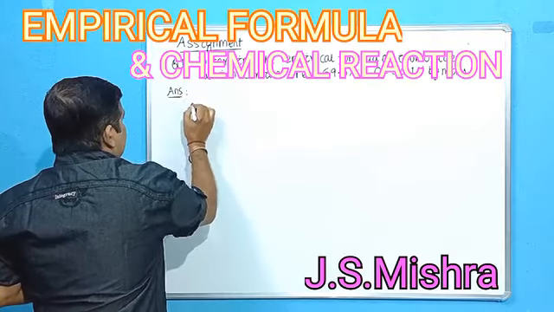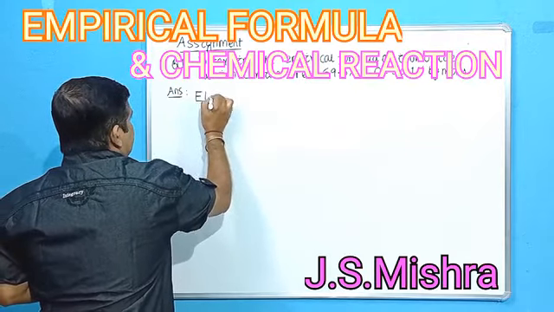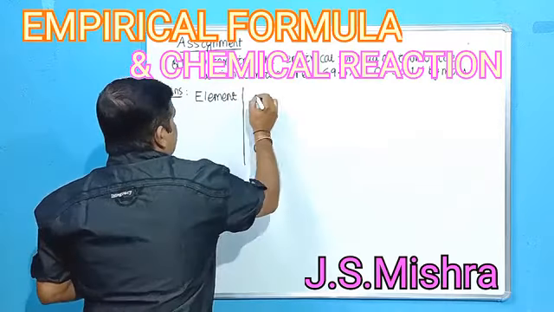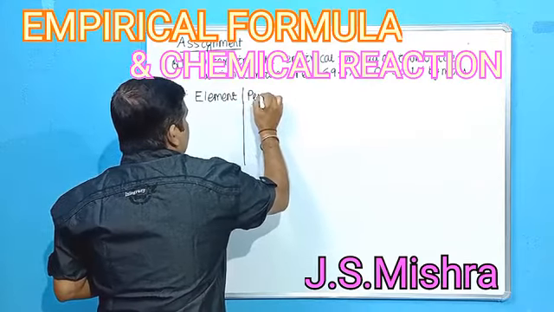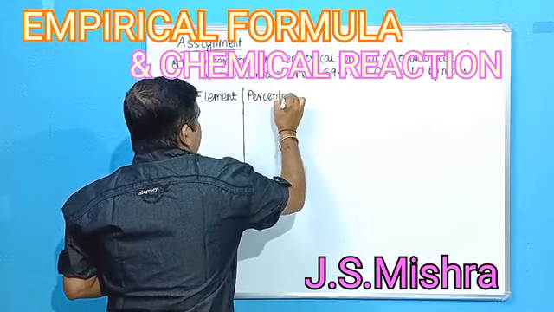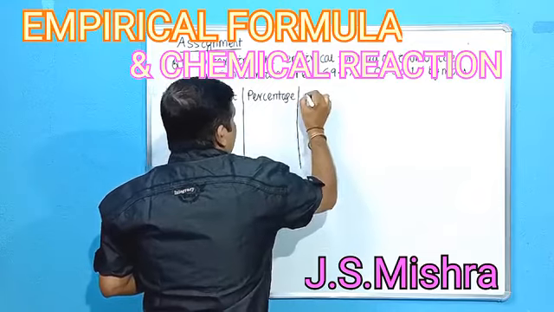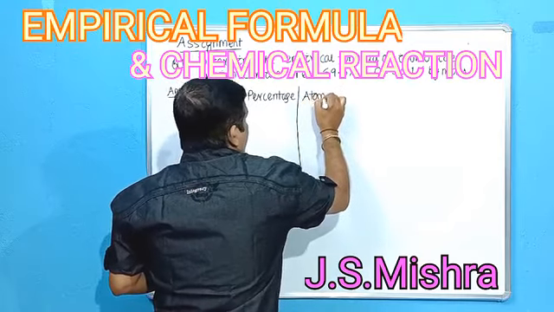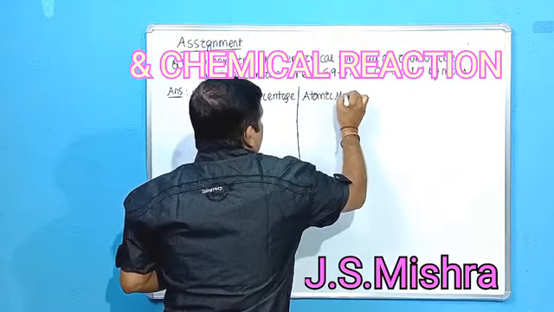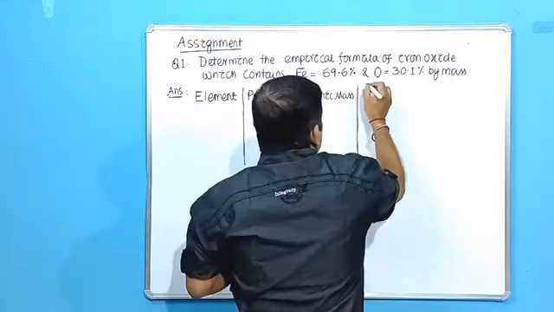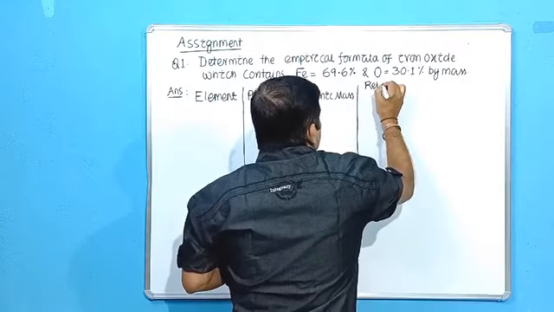So columns first, the first column is element. Element is the first column. Then percentage is the next column. Then atomic mass, next column is atomic mass. Then next column is relative number of atoms.